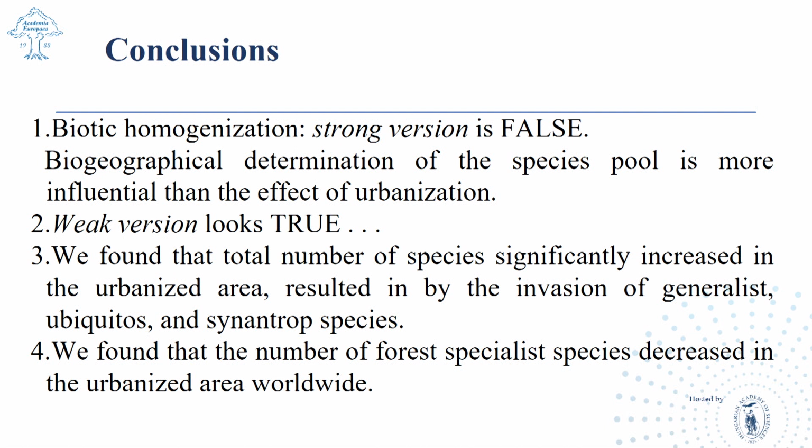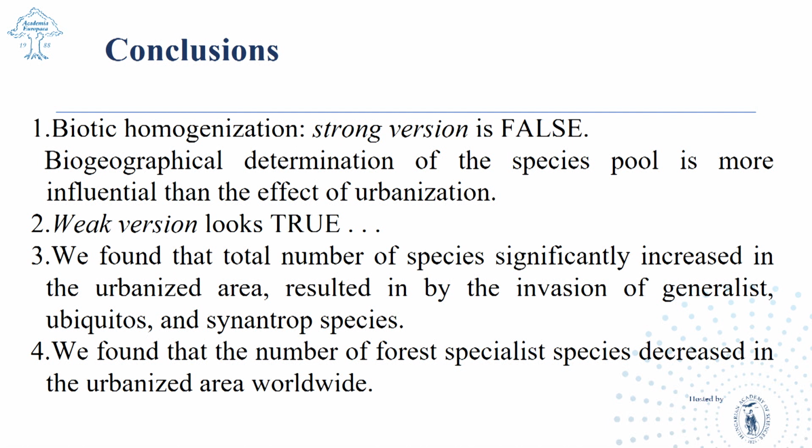The weak version looks true for the Hungarian side and also for the other 9 countries, which means that generalist ubiquitous species are invading these urban habitats and overcompeting the other species, at least in abundance. So that's the final conclusion, that the total number of species significantly increased in the urban area, resulting from the invasion of generalist and ubiquitous species.